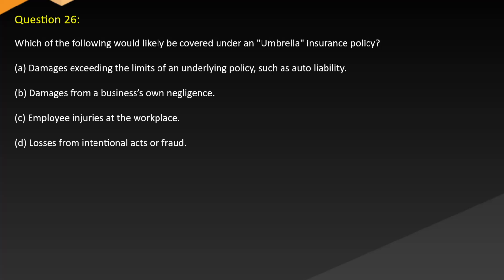Question 26. Which of the following would likely be covered under an umbrella insurance policy? A. Damages exceeding the limits of an underlying policy, such as auto liability. B. Damages from a business's own negligence. C. Employee injuries at the workplace. D. Losses from intentional acts or fraud.